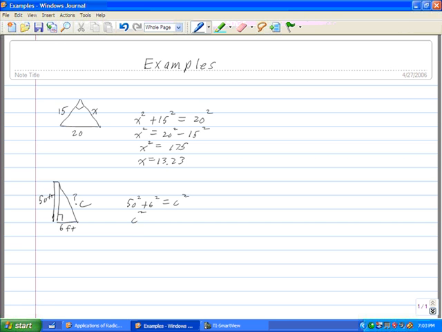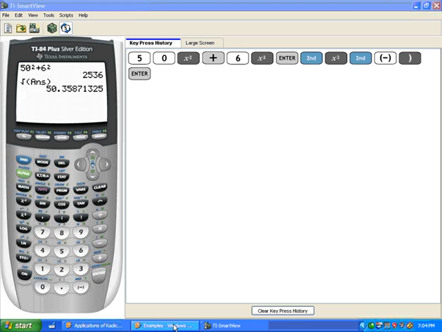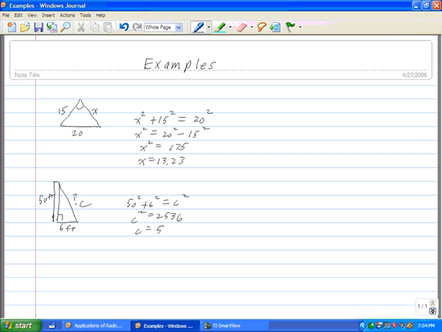So we've got c squared equals 2536. Again, back to the calculator, taking the square root of that answer gives me 50.36. So c is 50.36. In other words, it needs to be 0.36 feet longer than the pole is tall, and it can connect. Now the next thing we want to work with, a different type of formula, is a distance formula.